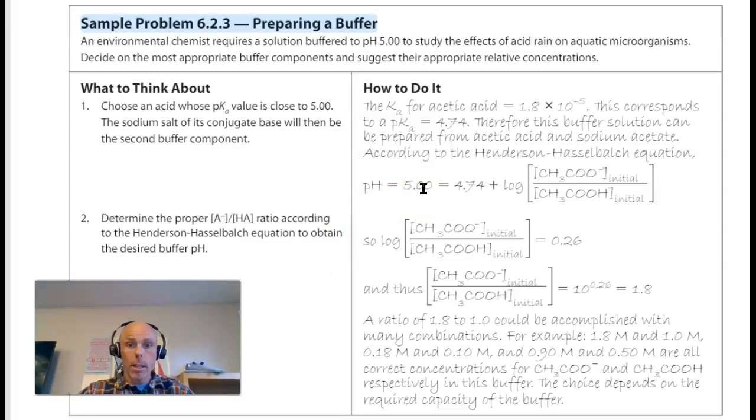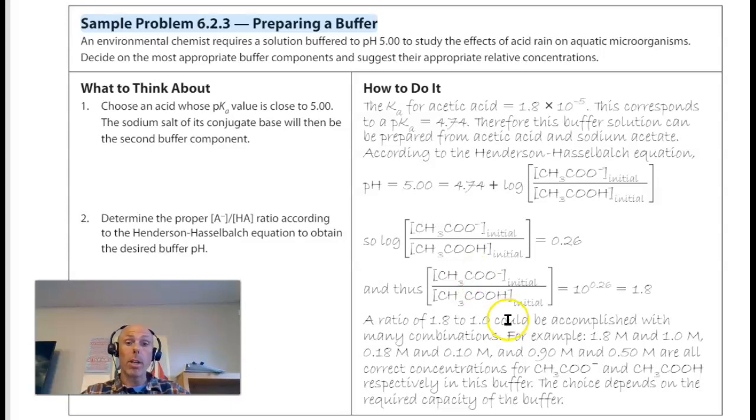So we plug in for the pH in the Henderson-Hasselbalch equation, 5. Set that equal to the pKa, 4.74, plus the log of base over acid. So we've got 5 equaling 4.74 plus the log of base over acid. Subtract 4.74 from 5 and end up with the log of base over acid equaling 0.26. So we've got to do inverse log, or raise 10 to the 0.26, which is 1.8. 1.8 must equal the ratio of base over acid. That's what the relative concentrations of base to acid must be for the pH to be 5 if the pKa is 4.74. So we need 1.8 times more acetate, or sodium acetate, than acetic acid.